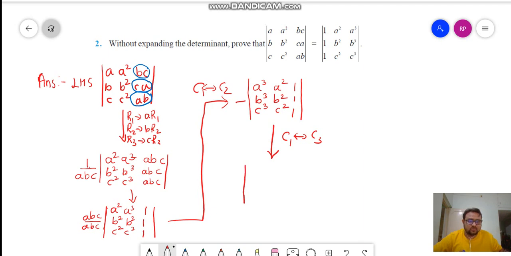So this will be equal to 1, 1, 1; a square, b square, c square; a cube, b cube, c cube. And this is our RHS. So first we multiplied all the rows and then we took abc common. And then we just exchanged the columns. Okay, now just note it down.